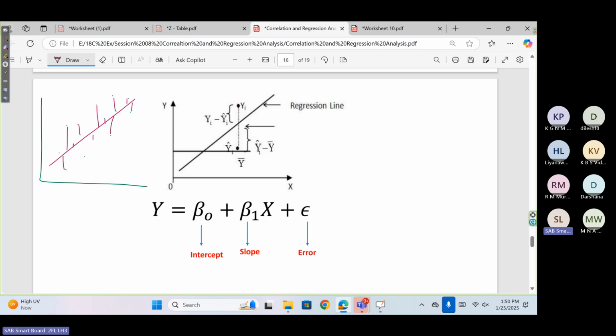Therefore we use the LSM method to get the straight line. Here we draw the straight line at the minimum deviation. We can't use the plain deviation, so we take the square deviation. We use the least square method, meaning these squares. Why the square of the deviation? Then this is the straight line now.